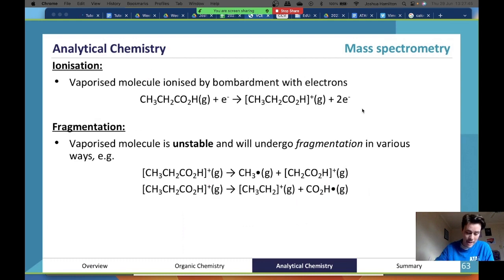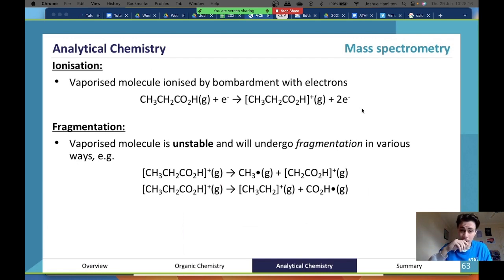Mass spec occurs in two forms. It occurs in an ionization stage and a fragmentation stage. So what does that mean? Ionization is when you get a molecule and vaporize it, so the molecule is in a gaseous form. The molecule is moving through the machinery, maybe a pipe or something, and what you do is blast it with electrons. You've got an electron gun and you hit it really hard with electrons.